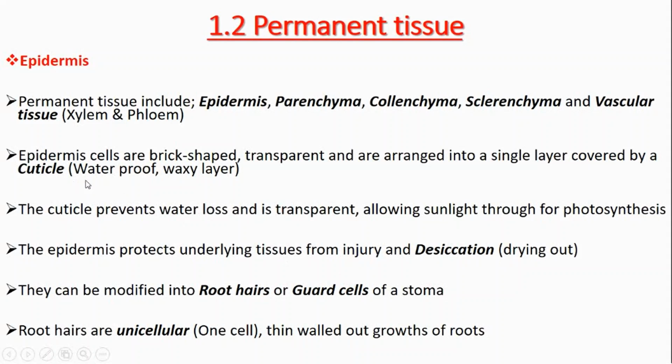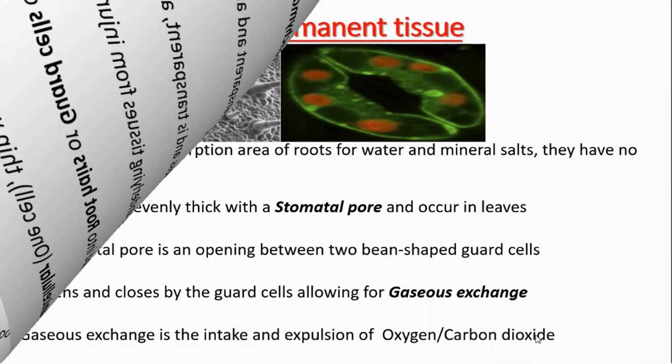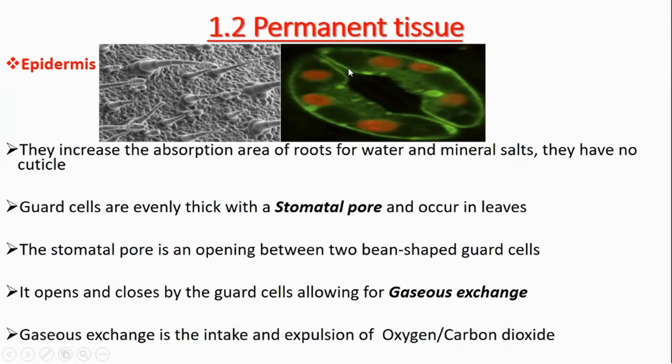It was said that the cuticle is waterproof and is a waxy layer. Thus, it is able to prevent desiccation because it is waterproof, so the plant will not dry out because water cannot escape the cuticle. The epidermis can also be modified into root hairs or the guard cells of a stoma. The root hairs are unicellular, which means they are only one cell. They have thin-walled outgrowths of roots. These are our root hairs and these are our guard cells for the stoma.